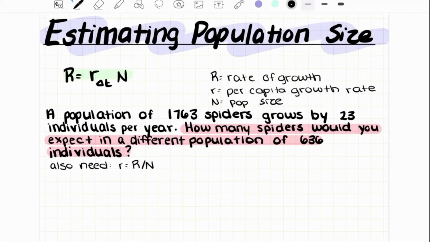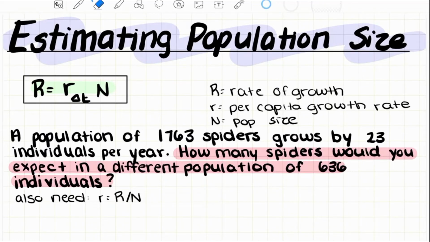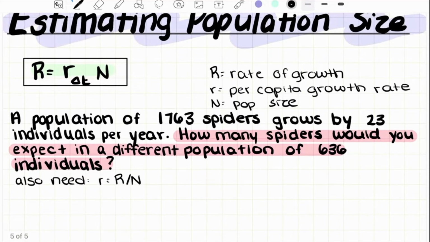All right, so let's start talking about estimating population size using a bunch of variables that you're now becoming very, very familiar with. This equation says that the overall rate of growth is equal to the per capita population growth rate times the population size. And that makes sense because you're going to take the production of a single individual, multiply it by how many individuals there are in the population, and that'll give you a good idea of what that change is going to be. So let's go ahead and do our first problem.